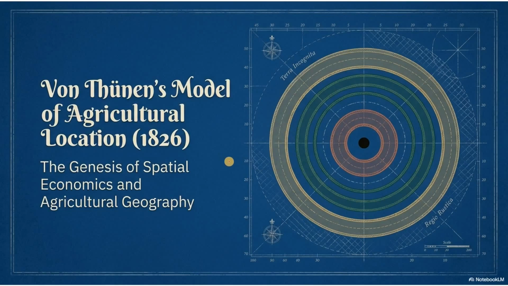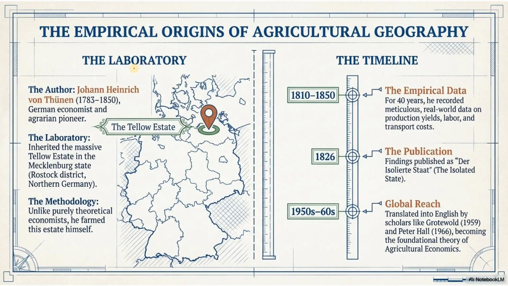Hello, dear students. Today we will study Thünen's model of agricultural location. It is also called the agricultural land use model, which was given in the year 1826. Okay, so let's get started on the topic without any delay. First of all, let's get some introduction about the model.